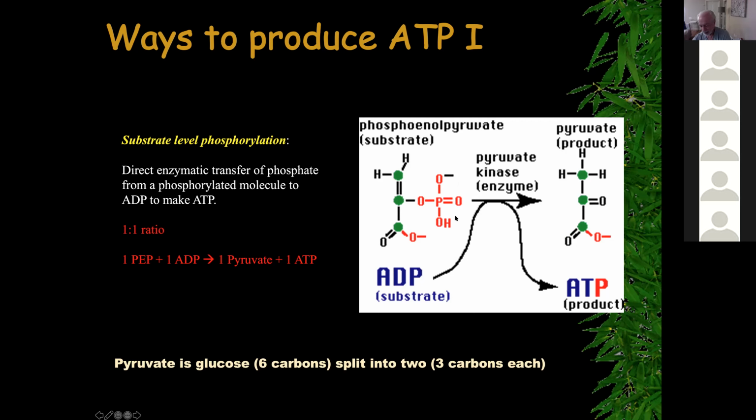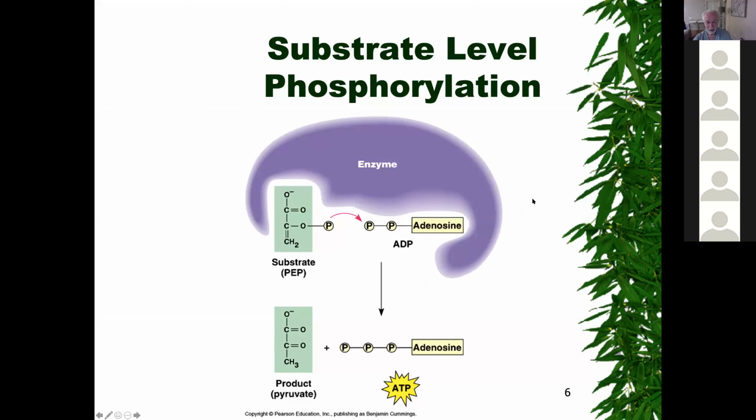Okay, so that's substrate level phosphorylation. This is another look at it. The enzyme is pyruvate kinase. The substrate, PEP, plus ADP. The enzyme takes the phosphate from PEP, adds it to ADP, and you get ATP.